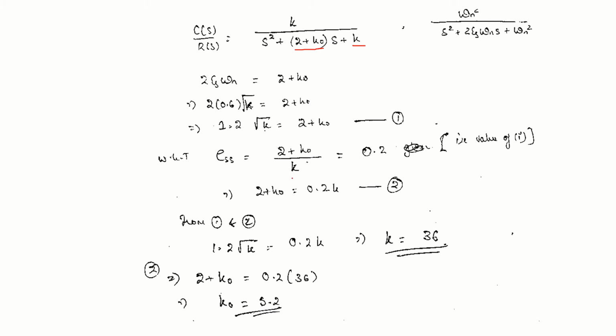Steady state error is 2 plus K naught divided by K, that is 0.2. From that, 2 plus K naught is equal to 0.2 K. So now 1.2 root K must be equal to 0.2 K. Solving this, we will get K equal to 36. That K value, if I substitute, I will get the K naught value. That's how we can solve this example.